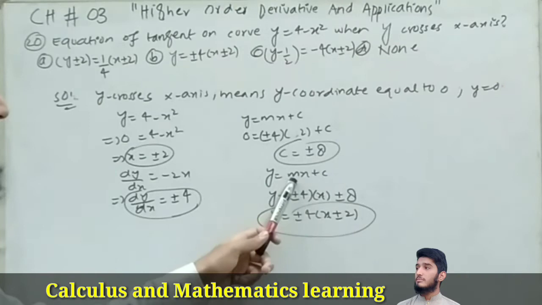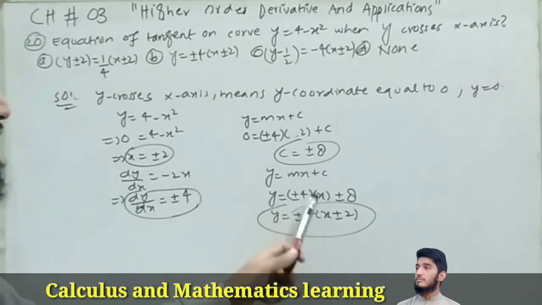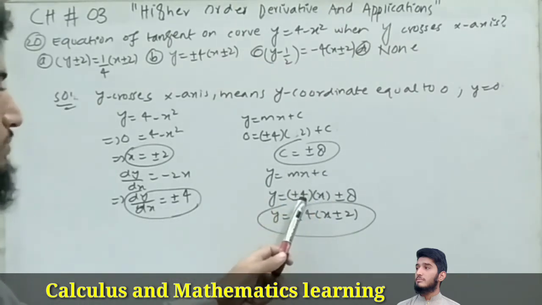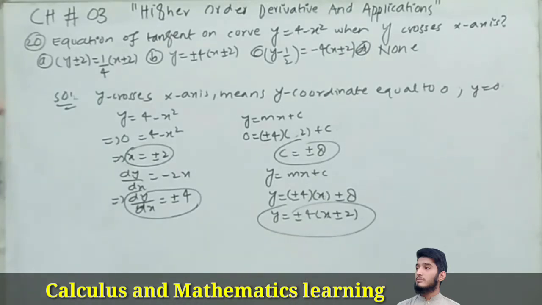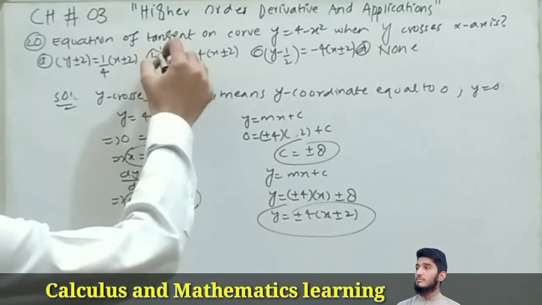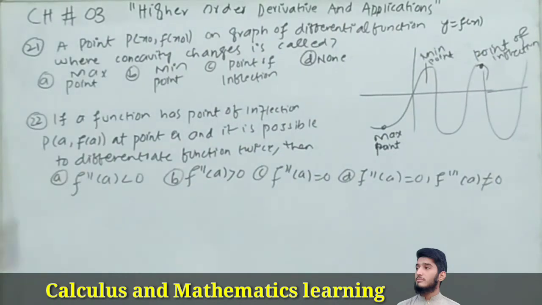Putting the value m is plus minus 4, which is dy by dx, into y equals mx plus c, where c is plus minus 8, plus minus 4 is common, inside we are left with x plus minus 2. So this is the equation of tangent line. The correct option is option number B. Move toward MCQ number 21.